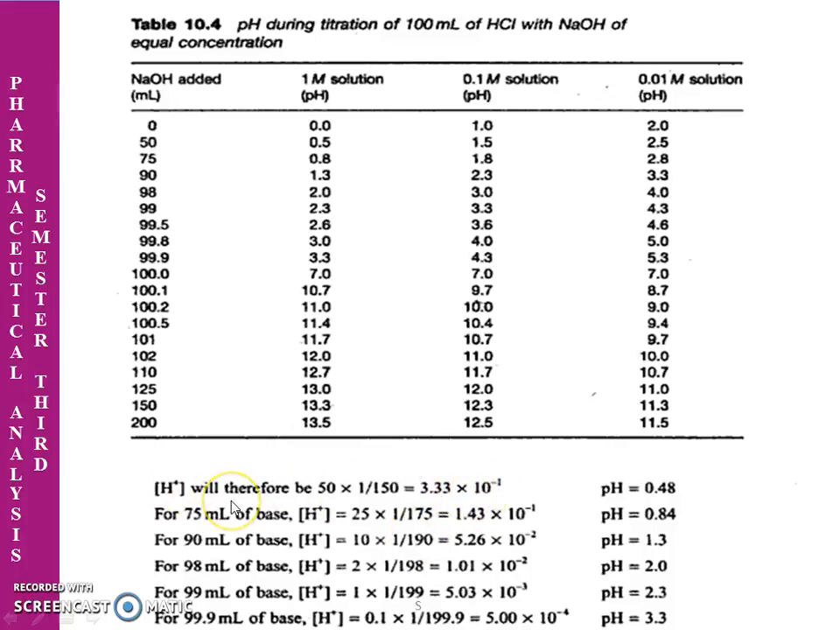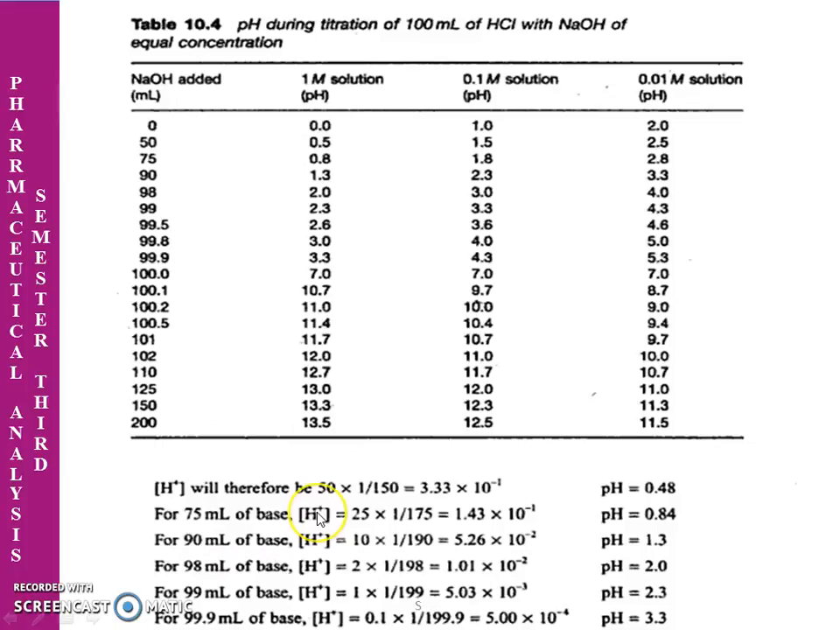When we take the negative logarithm of this hydrogen ion concentration, the value comes out to be 0.48, which can be shown in this table here. For 50 ml of volume, the figures have been rounded for convenience of representation. When 50 ml of sodium hydroxide solution was added, the pH of the solution at that point of time was 0.48, which is rounded up to 0.5.